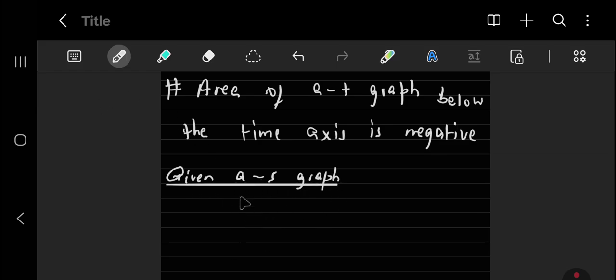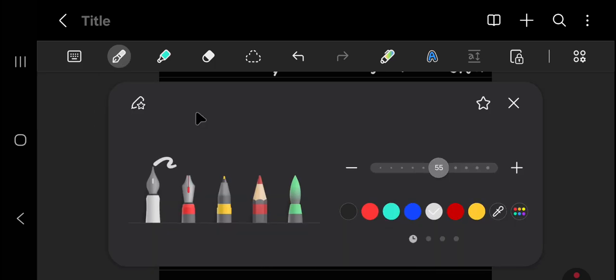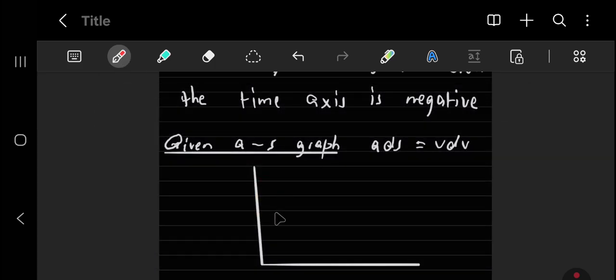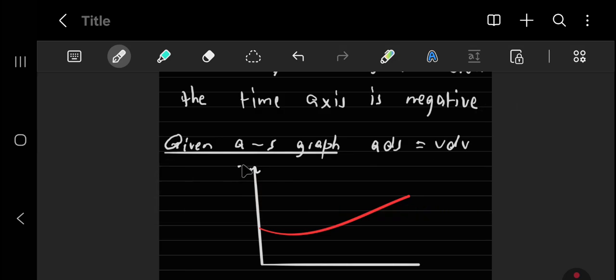So if you're given the acceleration position graph, the only thing that you've got to remember is that ADS equals VdV, right? So from here we can get our stuff. So let's see here, this might be the graph of yours, right? And then I'm going to assume something here, it doesn't really matter. That is your acceleration time graph, sorry, acceleration position graph.